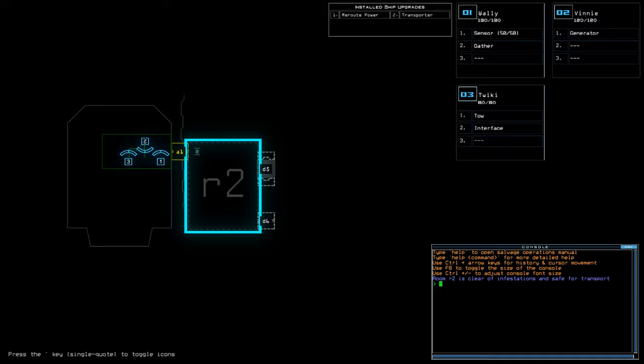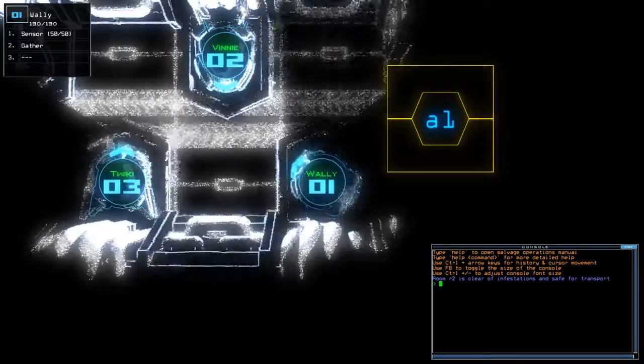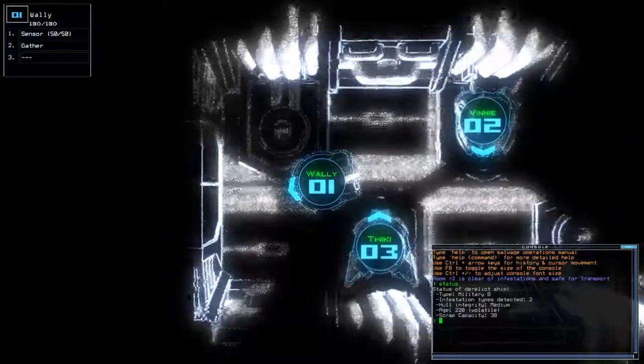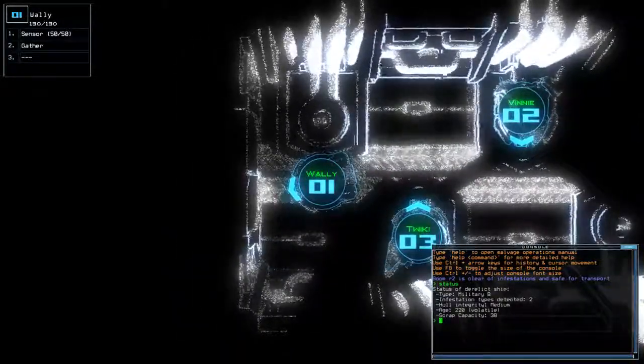Today we have reroute power and transporter. So today's mission could potentially be a little bit jumbled up. We also have a sensor on Wally, and it is a military bee with two infestations.